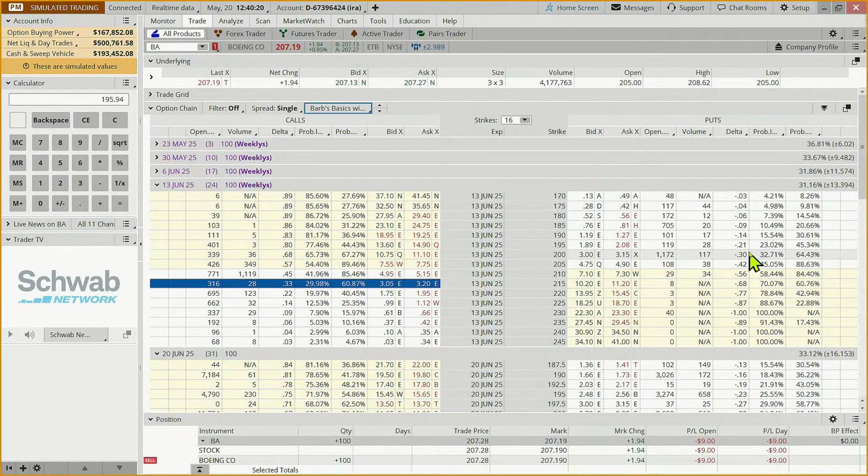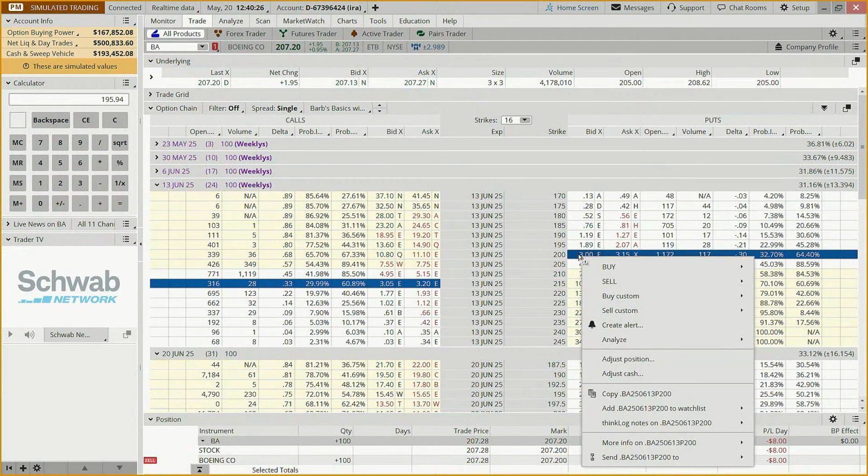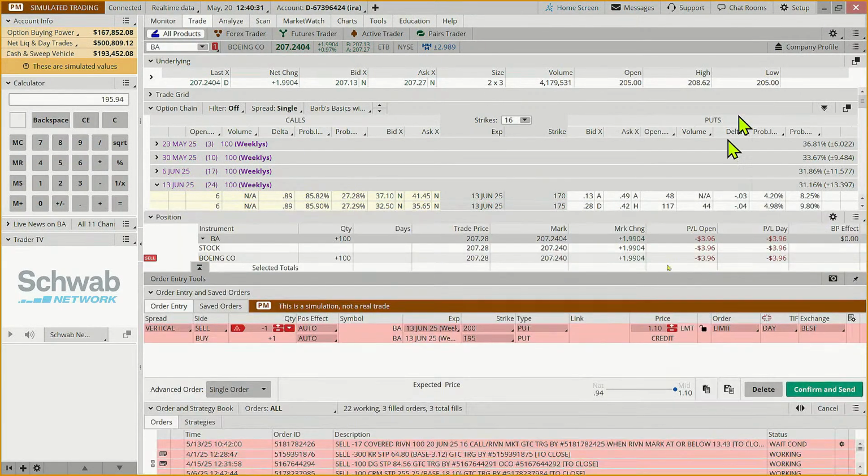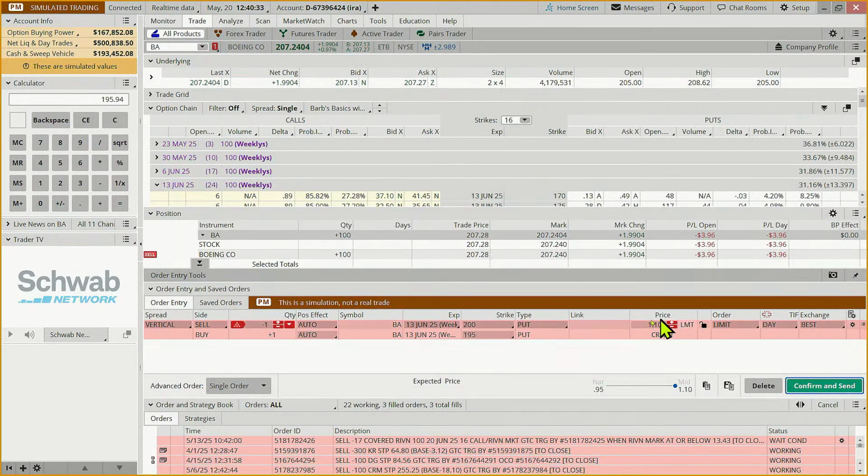We're going to say we've got a 68% chance of this staying above $200. And so we're going to sell a put that will be profitable as long as it stays above $200. And in order to define our risk, we're going to buy a put below that.